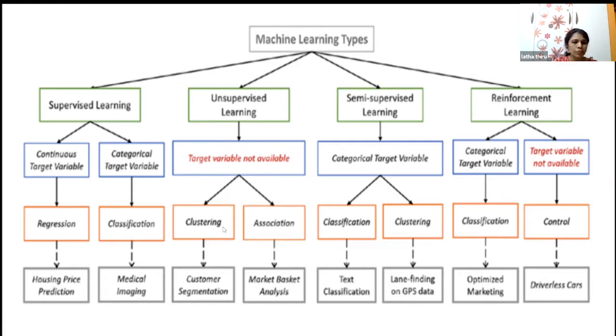And then there could be two cases. One is clustering and the other one is association. For clustering, an example is customer segmentation. Association is market basket analysis, which we will be seeing deeply, right?